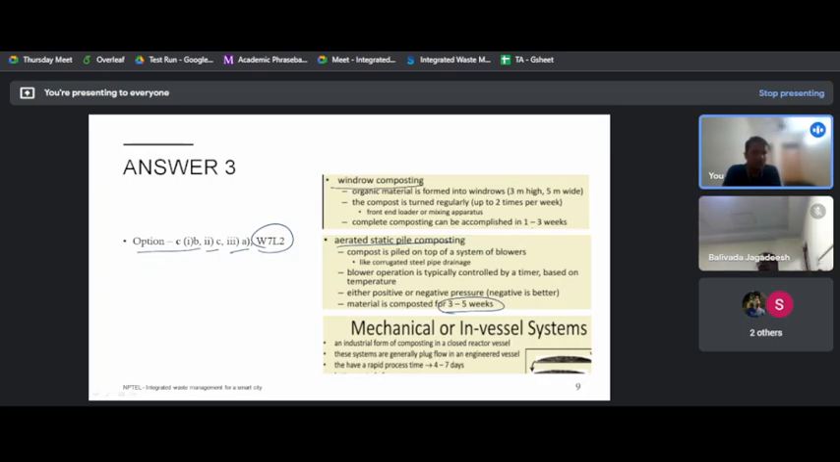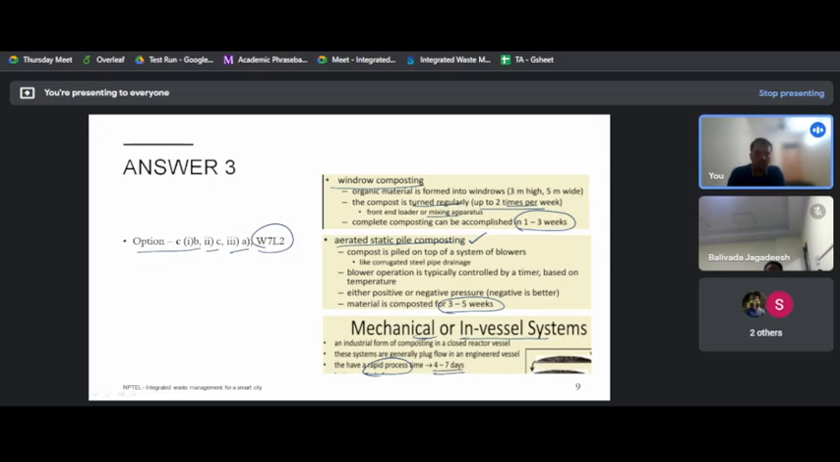So here complete composting can be accomplished in 1 to 3 weeks, so relatively less compared to the aerated static pile. Here it is turned regularly, up to 2 times per week, using a front end loader or some mixing apparatus. Finally, we have the in-vessel systems, also called mechanical systems. Here the process is rapid and usually takes less than 1 week.